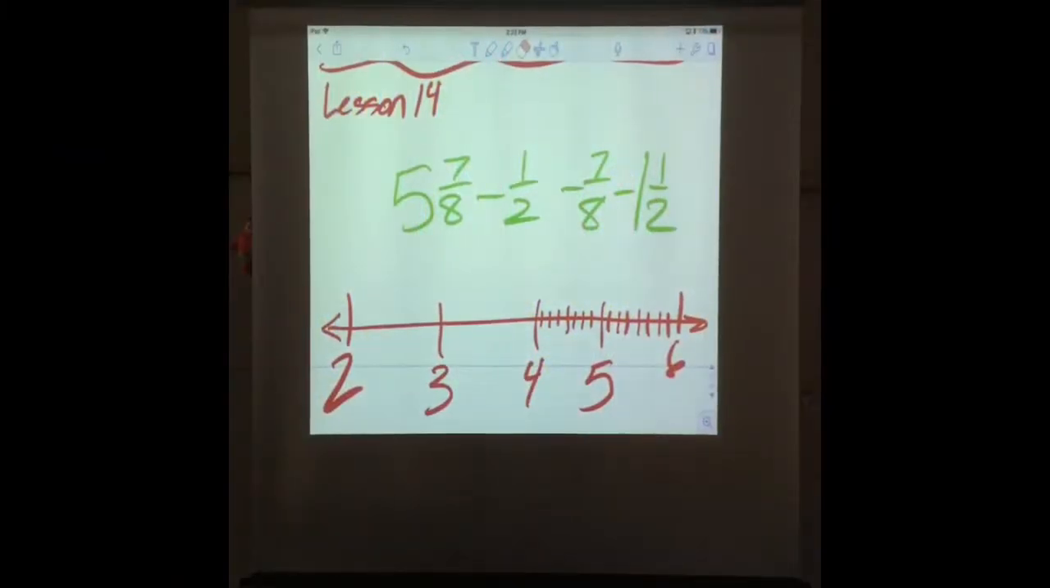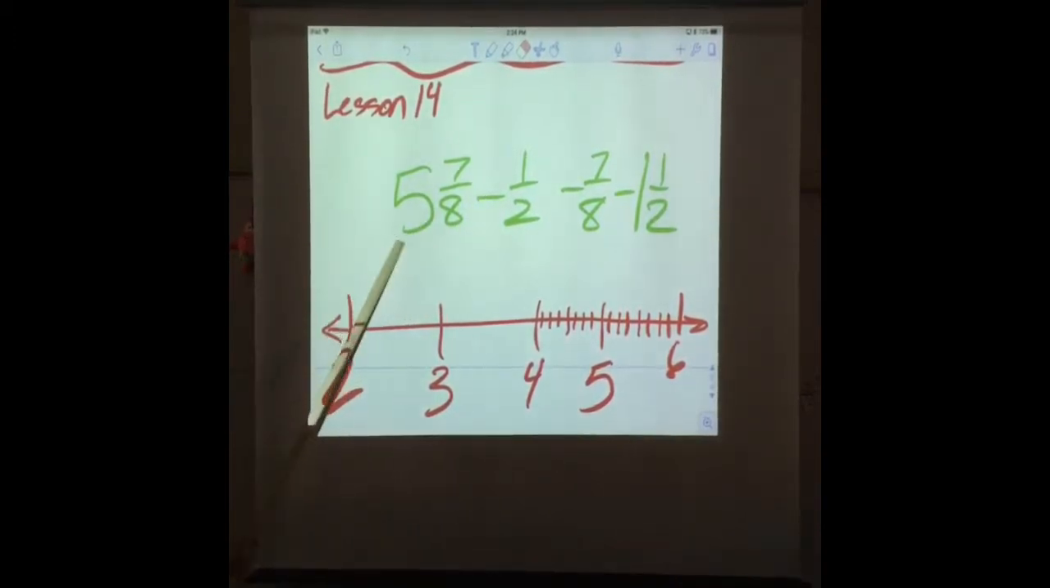Welcome back to math. Today we're going to work with fractions and whole numbers. We call these mixed numbers and fractions on a number line. Lesson 14 is strategies to solve multi-term problems. So let's jump in here.